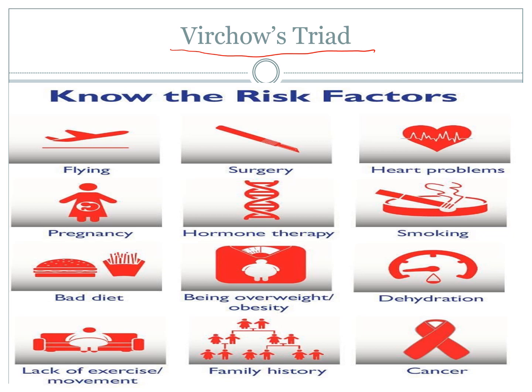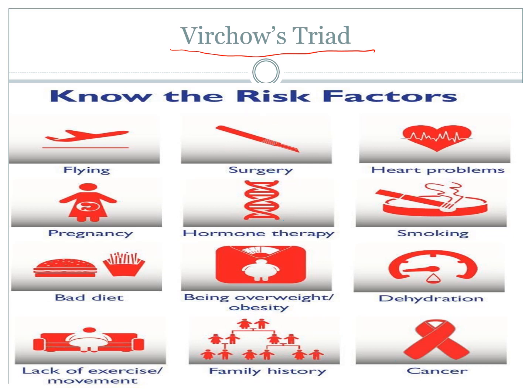So if we look at the known risk factors on the screen here, where we have flying, surgery, heart problems, pregnancy, hormone therapies, smoking, and so on, each one of these contributes to one of Virchow's triad. The coagulopathy side of the house is associated with your family history, your hormone therapy, your surgery, and in some cases, your cancer.